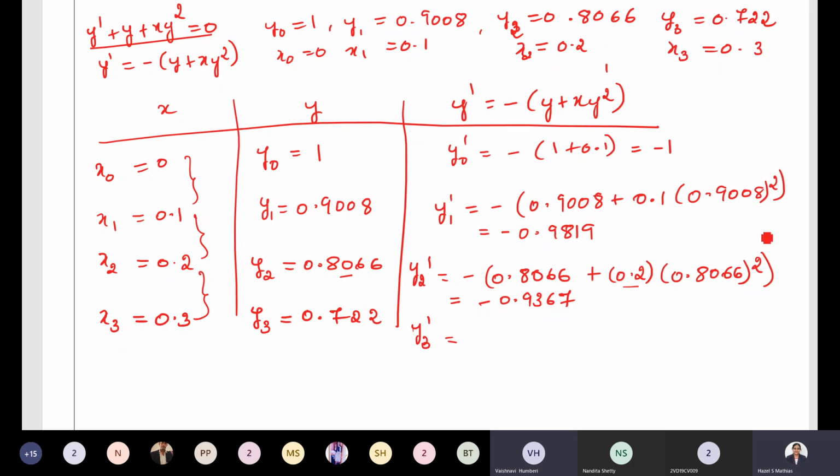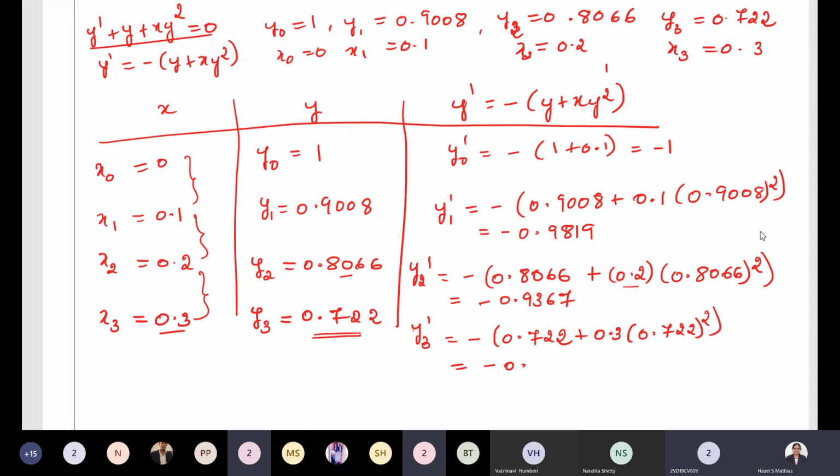Next find y3 dash. The corresponding y value is 0.722 and the corresponding x value is 0.3. So minus 0.722 plus 0.3 into 0.722 whole square. So what is y3 dash? Minus 0.8784.